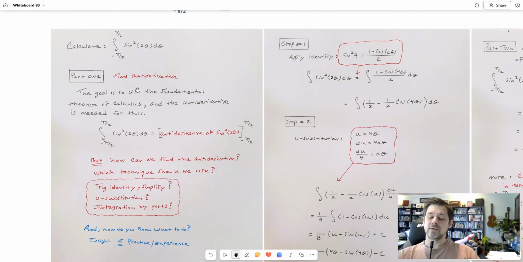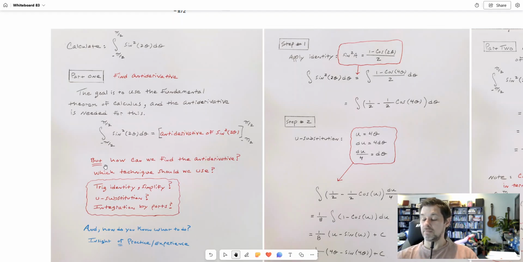Okay? The reason I do that is because, as I was mentioning just a second ago, our ultimate goal in evaluating a definite integral is to use the fundamental theorem of calculus. And that looks like this. If I've got this function in there, sine squared of 2 theta, then I can evaluate this definite integral by just figuring out what is the antiderivative of sine squared 2 theta and evaluate between the bounds according to the fundamental theorem. Okay? Now, all right, so that's my first step. That's my first objective, is to find that antiderivative.